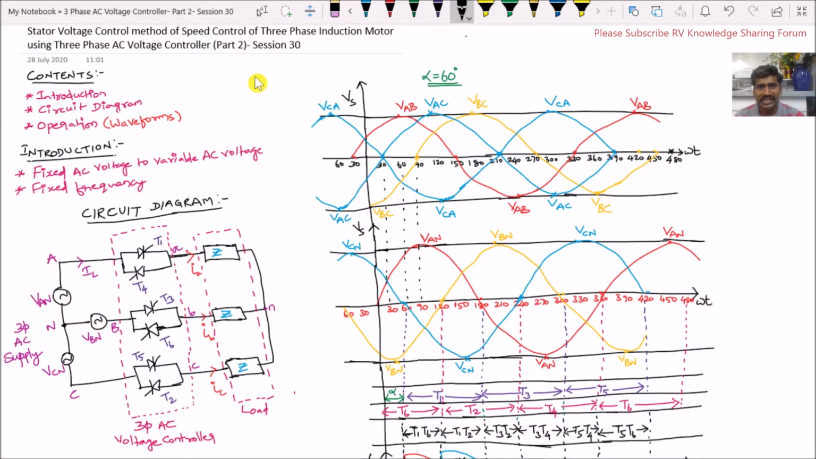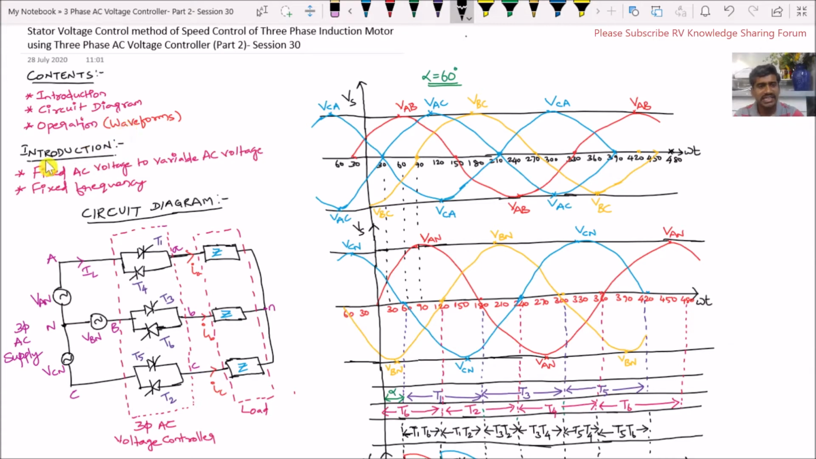In today's session 30 under part 2, we are going to discuss how that particular 3-phase AC voltage controller actually operates. That means how a 3-phase AC voltage controller can convert a fixed 3-phase AC input voltage to a variable 3-phase AC output voltage. So let's start with the contents of this session. First, we are going to discuss the introduction, followed by the circuit diagram and the operation of the 3-phase AC voltage controller with the help of waveforms.